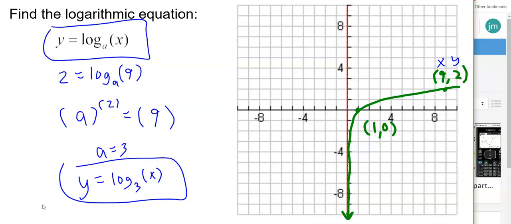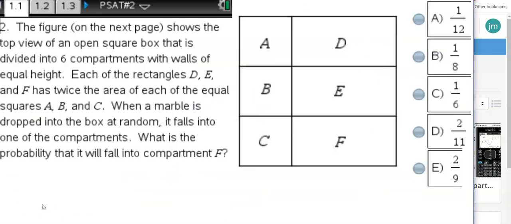Let's look at the PSAT. I think we have time. There we go. So it shows the top view of an open square. Twice the area of the smaller rectangles or squares there. When a marble is dropped in the box, it falls into one of the compartments. What is the probability to fall into F?